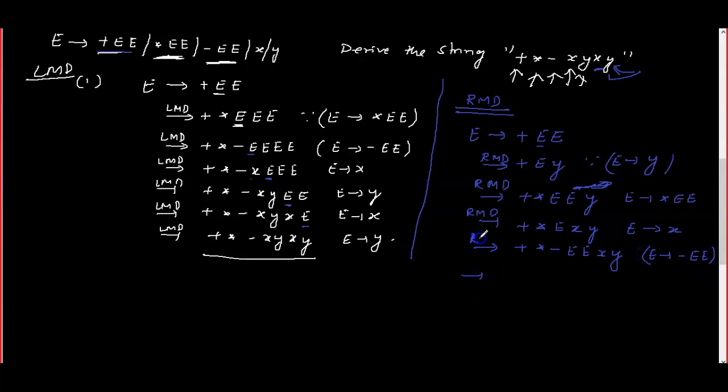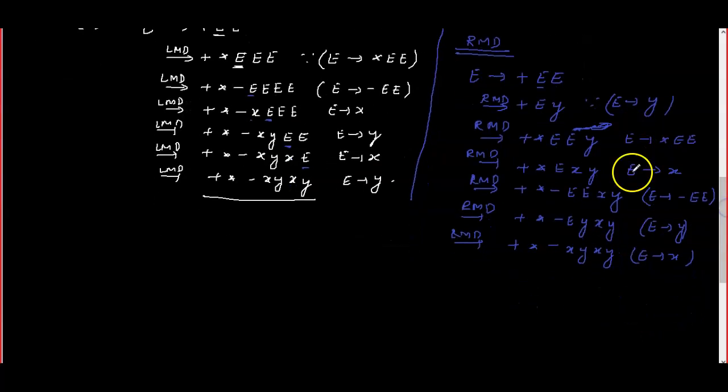Now from the RMD, plus star minus, this E as it is, in the place of this one I can write Y, right? And now the last is plus star minus, in the place of the last E, we need X, so X Y, X Y. Any doubt in this? So finally by using the RMD also you got the same string, this one here.